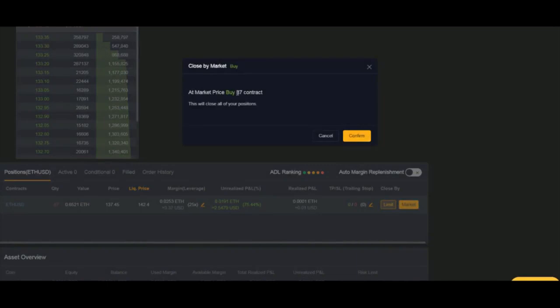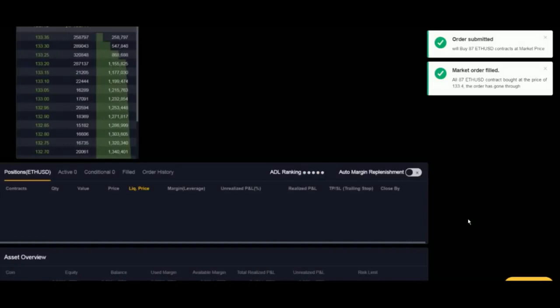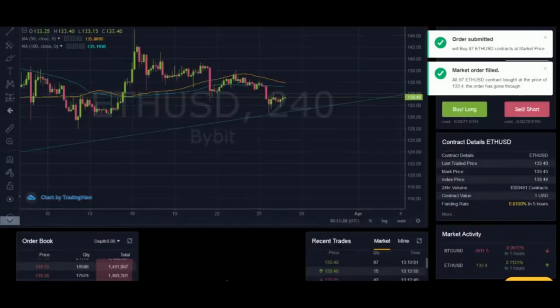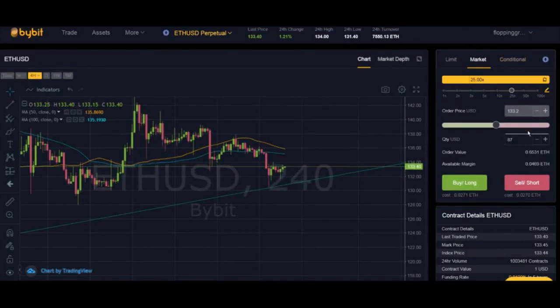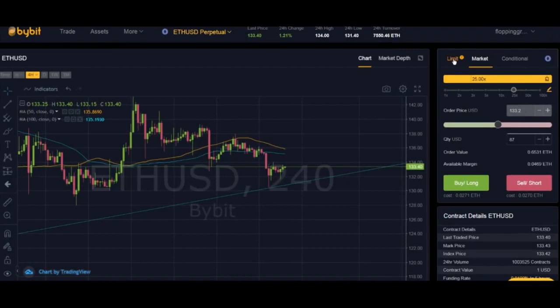As you can see, at market price, buy 87 contracts, yada yada. Perfect. And we have exited our position. So that was a market order, super easy. Just know that you're paying higher fees when you do that, but that is the best way to get in and out of the market if you have to do that in a pinch. Next we're going to do the limit order here.